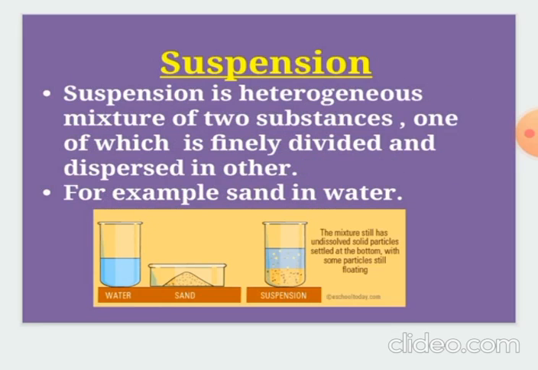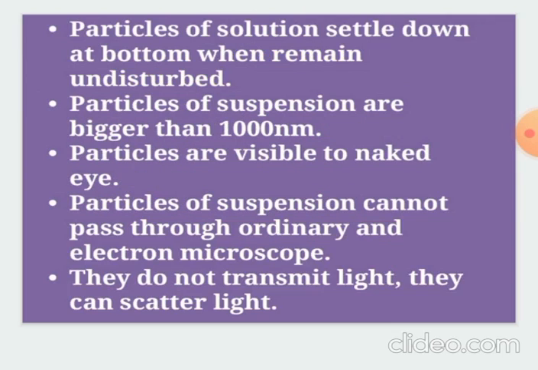Now we will discuss suspension. A suspension is defined as a heterogeneous mixture of two substances, one of which is finely divided and dispersed in the other. For example, sand and water. When sand is mixed in water, it forms a suspension because sand is not evenly distributed and settles down at the bottom when left undisturbed. So this is the heterogeneous mixture of sand and water.